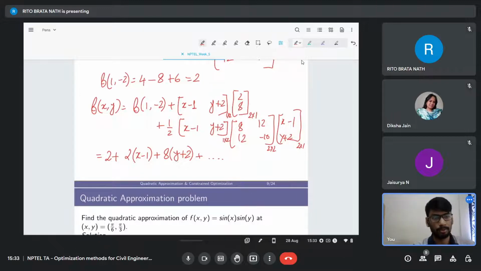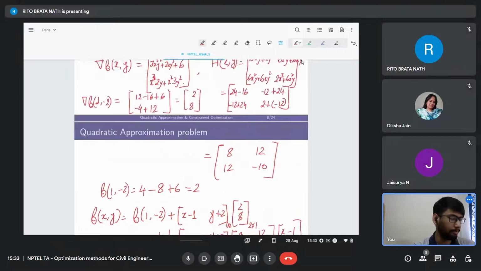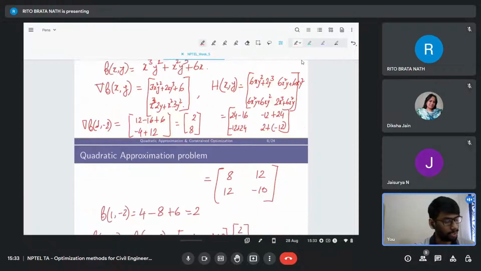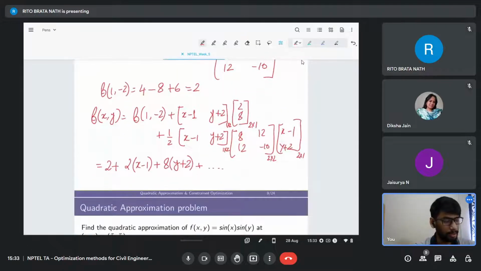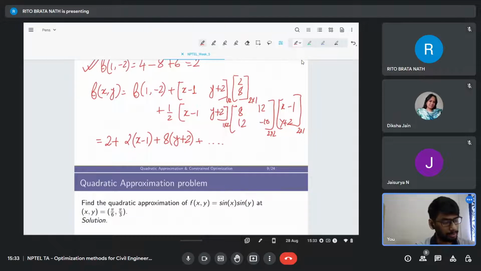That's all. So the highest order of the terms will be 2 in all the terms that you get here in the final quadratic approximation. So you may be asked questions like, given a function, what will be the quadratic approximation at that point? You may be asked about only the constant. So it will be the constant value. So you'll just calculate that and get this.